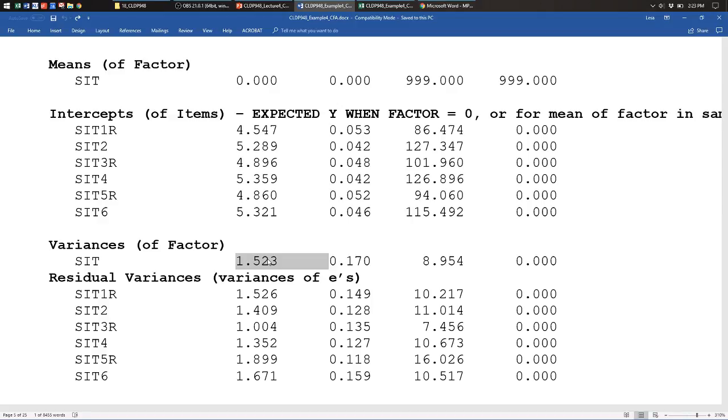Now, why people do it this way, why it's the default, is because then in this model, you can have that factor be predicted. It can be an outcome, because that 1.5 then can go down as you add predictions of it.